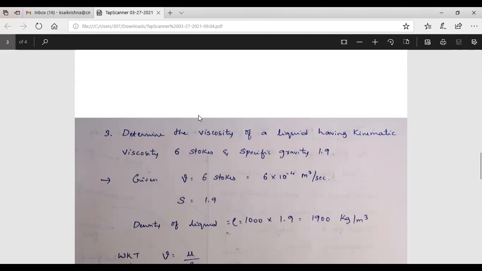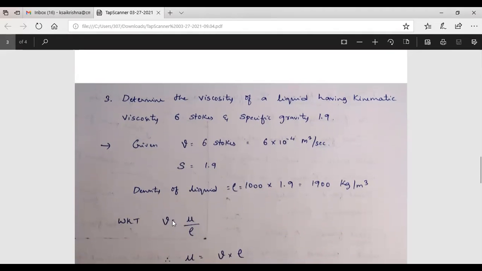Next, we have to find the viscosity. Already we have the kinematic viscosity, and now we got the density also. What we know is that kinematic viscosity nu equals mu by density. So from this we need to find mu. So mu equals kinematic viscosity into density. Kinematic viscosity we already have: 6 into 10 power minus 4, into 1900. Solve it, you will get the answer.